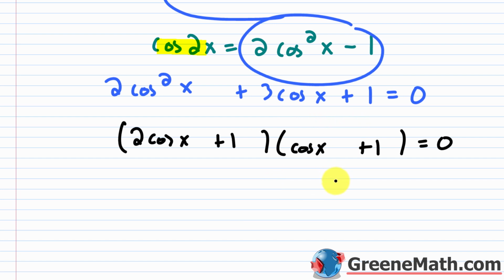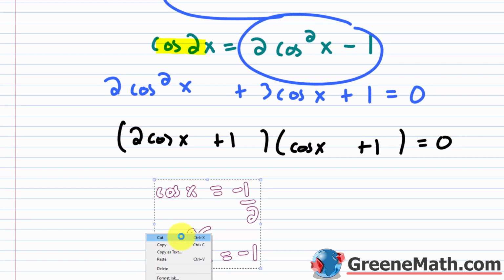All right, so to solve this with the zero product property, I'm just going to say 2 cosine of x plus 1 is equal to 0. Subtract 1 away from each side, so you have 2 cosine of x is equal to -1. Divide both sides by 2, so we have cosine of x equals -1/2. Then you have or, for this one, cosine of x plus 1 equals 0. So that's going to be cosine of x equal to, if I subtract 1 away from each side, -1.